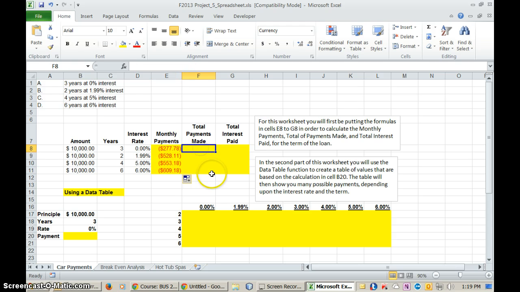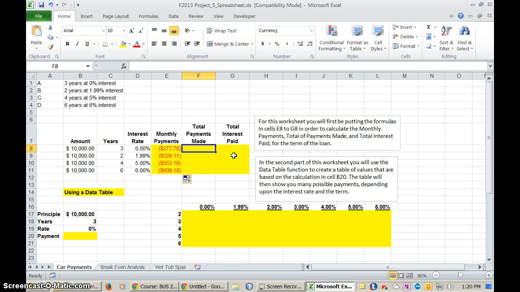The next column then is total payments made, and we have our monthly payments. In the first case there's going to be 36 payments, in the next case there's going to be 24, and then 48, and then 60. So we'll have to make adjustments as we go through here.